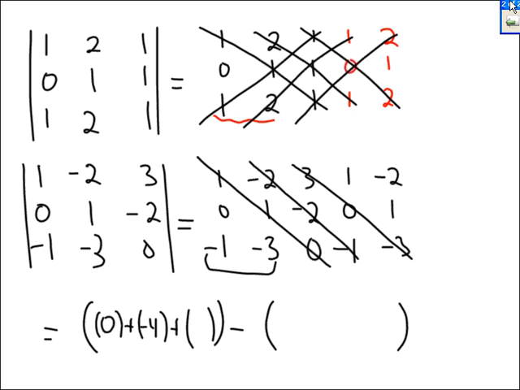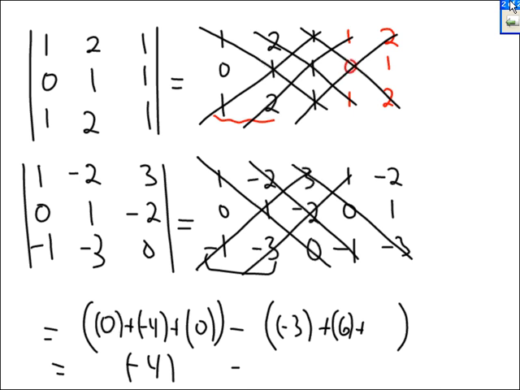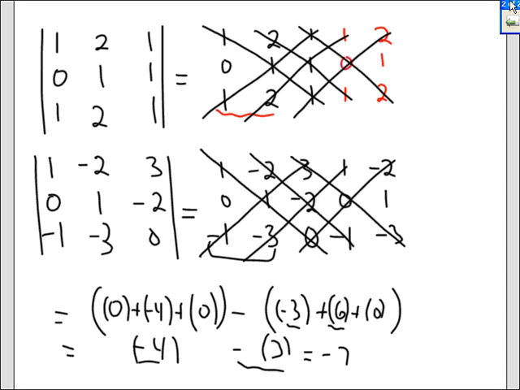Multiply these three numbers, you get 0. The whole sum is negative 4. Minus. Now you do the diagonals the other way. You multiply those three numbers, you get negative 3. Plus. Multiply these three numbers, you get 6. Plus. You multiply these three numbers, you get 0. Negative 3 plus 6, also known as 6 minus 3, is 3. If you take away 4, and then you take away 3 more, you took away 7. The determinant is negative 7.